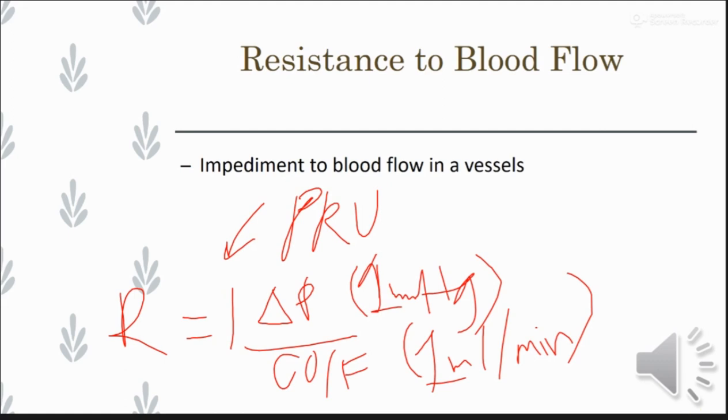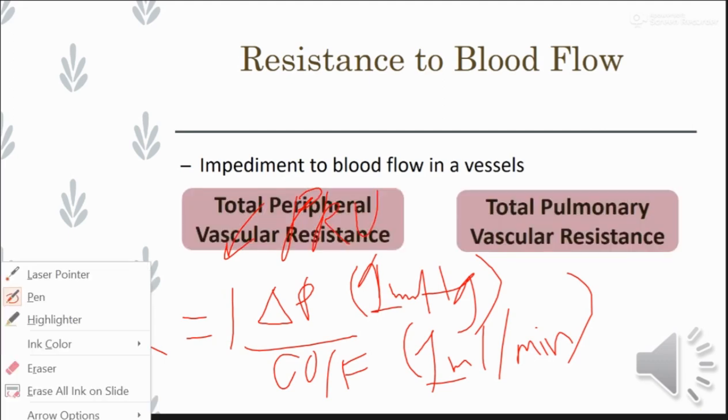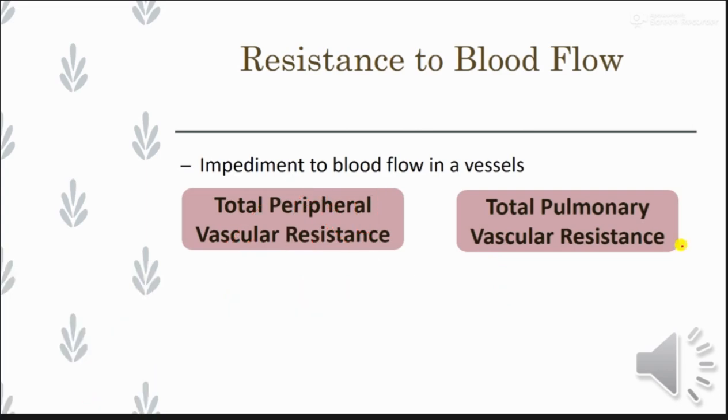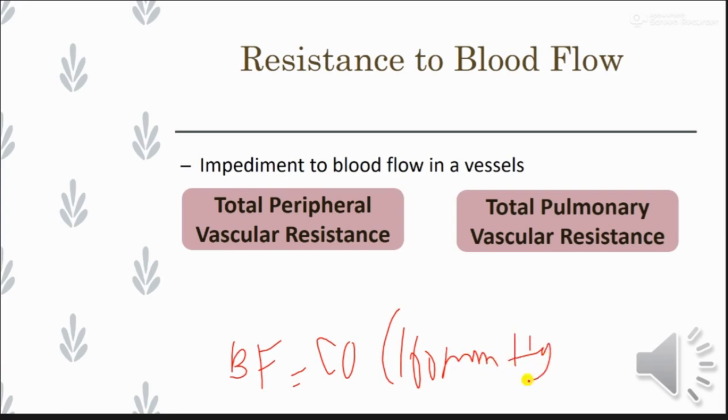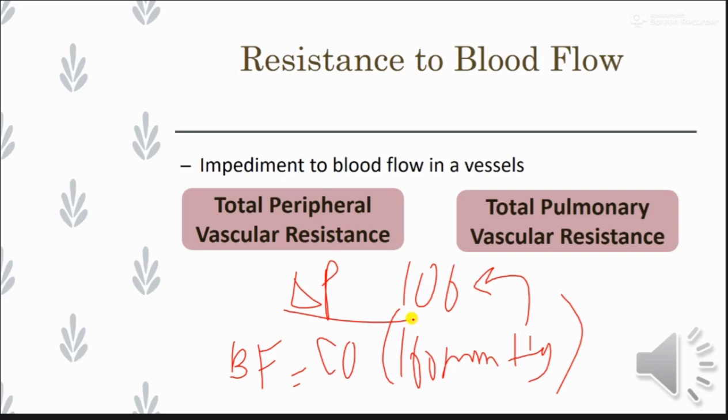Okay, so let's now go to the two resistances. We have the total peripheral vascular resistance and the total pulmonary vascular resistance. Here, the rate of blood flow is equal to the cardiac output, which averages 100 mL per minute. If there is a pressure difference of 100 mmHg between your arteries and veins, and the cardiac output is 100 mL per minute, the result will be 1 PRU. 100/100, so that's your resistance.